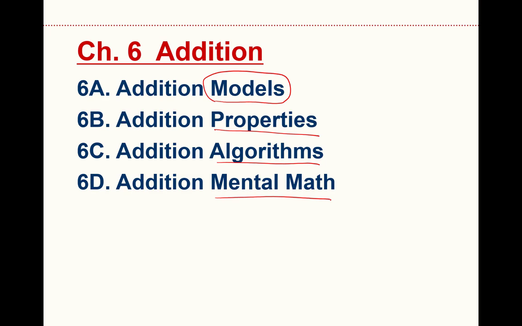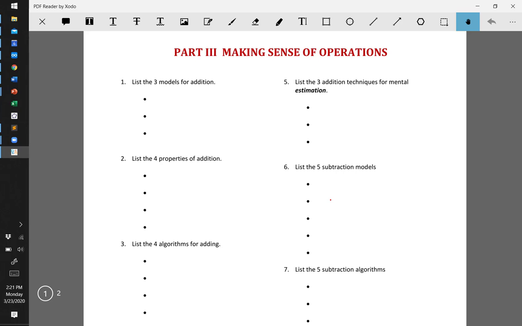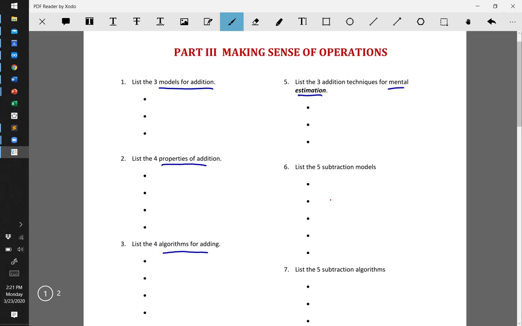In fact, beginning Chapter 6 is really the beginning of a whole new section in our course. We're hitting the third part of the course, which is on operations. Part 3, Making Sense of Operations. For each of the 4 operations, addition, subtraction, multiplication, and division, we'll talk about models of that operation, we'll talk about properties, algorithms, we'll talk about some mental estimation, mental calculation.